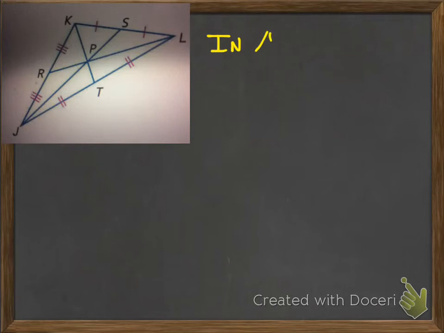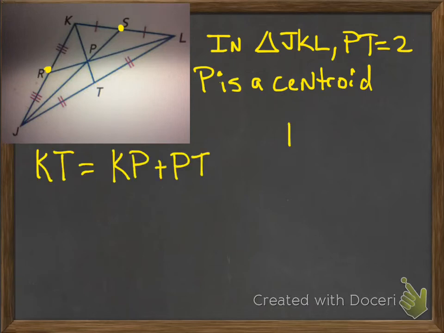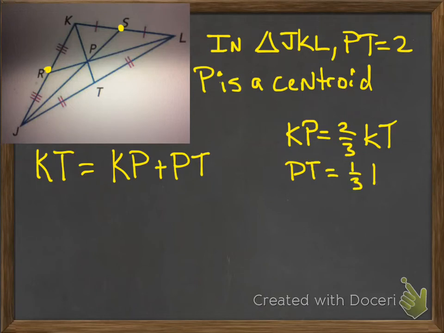Alright, so let's look at this one. In triangle JKL, we now know PT is equal to 2. If you notice here, because all 3 points, R, S, and T, are midpoints, that means P has got to be a centroid, because they're all part of segments that go to their vertexes. Since we now know P is a centroid, we know that KT is equal to KP plus PT, and we know KP is 2/3 of KT, so PT has to be 1/3.